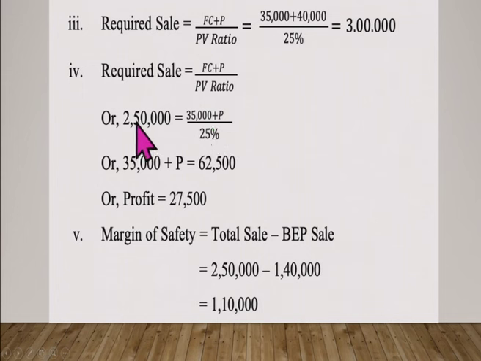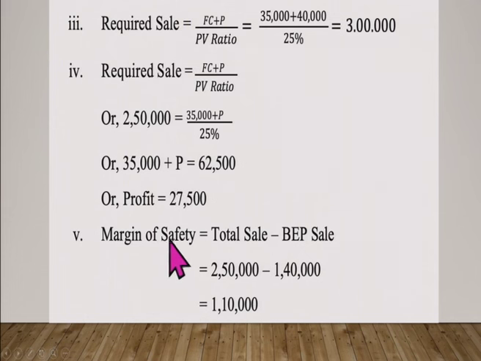So, 25% of this 2,50,000 is 62,500. Out of this 62,500, we already know the fixed cost is 35,000. After deducting 35,000 from 62,500, the remaining 27,500 is the profit. This 27,500 is the profit you will get when the sales are 2,50,000.